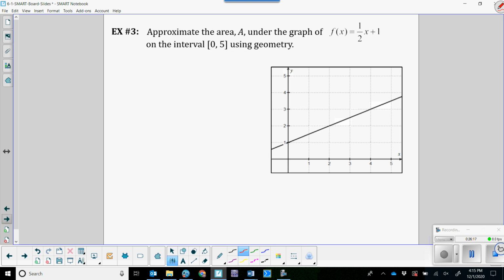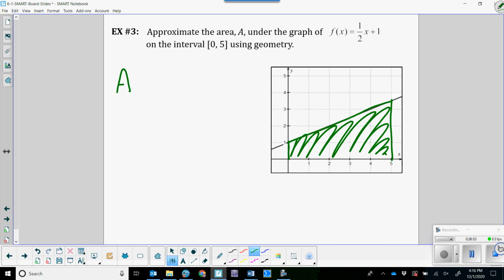We want to approximate the area under the graph of f of x equals 1/2 x plus 1 from 0 to 5, and we're going to use geometry. Even though this seems really silly, because that obviously should be really easy, we're actually going to use geometry sometimes to answer these questions, so we do need to practice that. Because this is a line, we end up with an exact shape that I know exactly how to find the area of, and that is a trapezoid. So we can actually not just approximate the area, we can find the area.